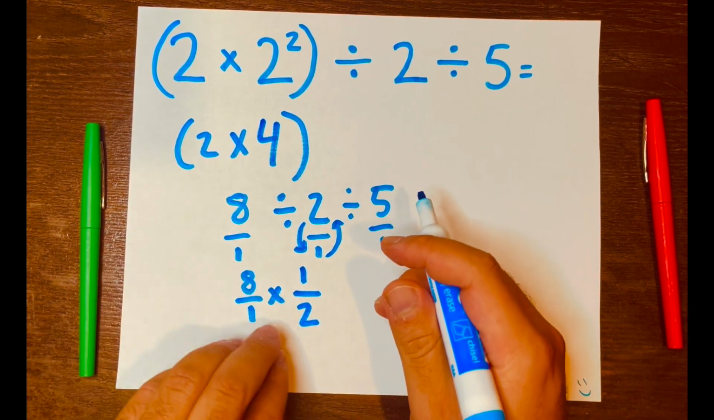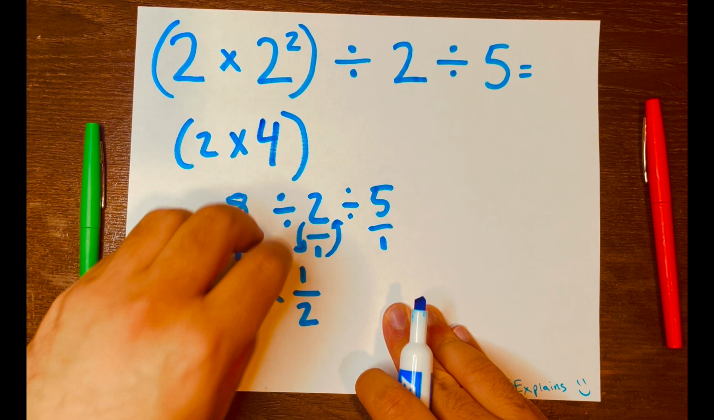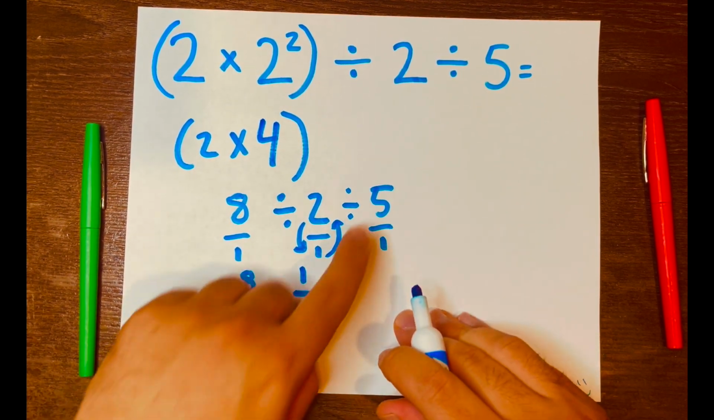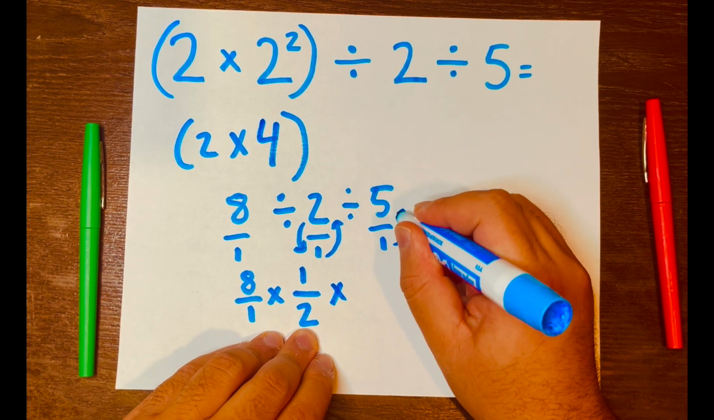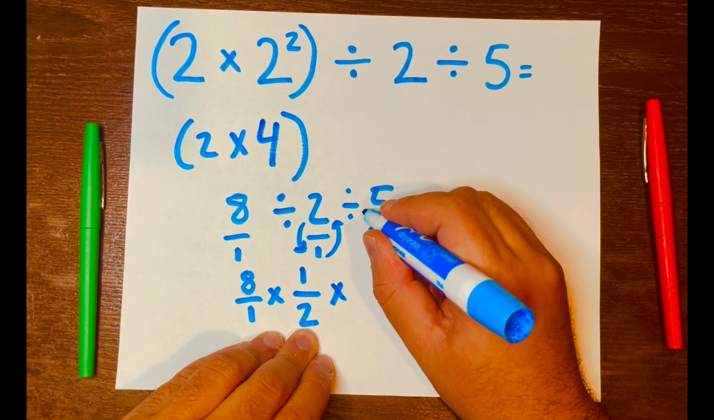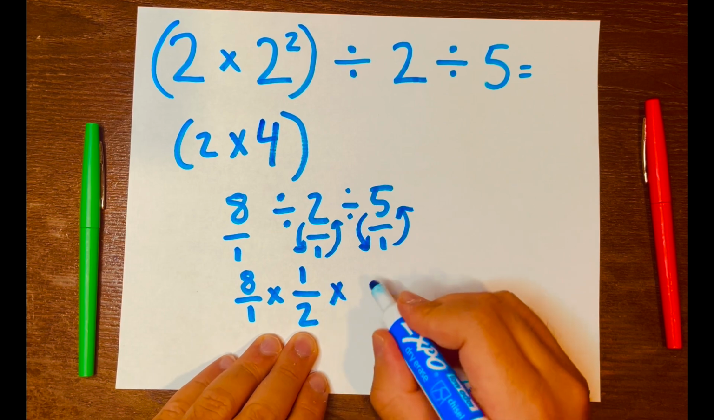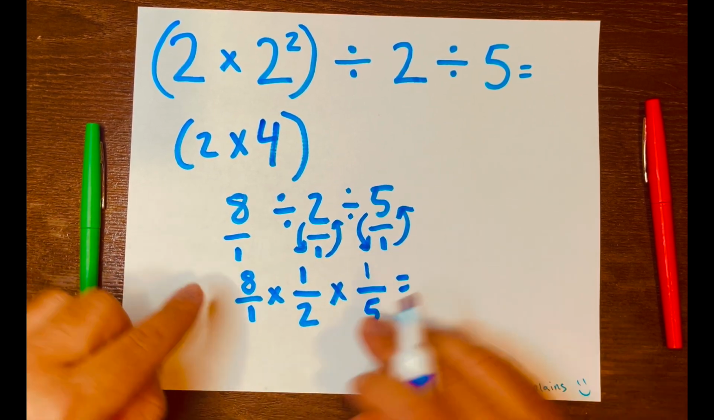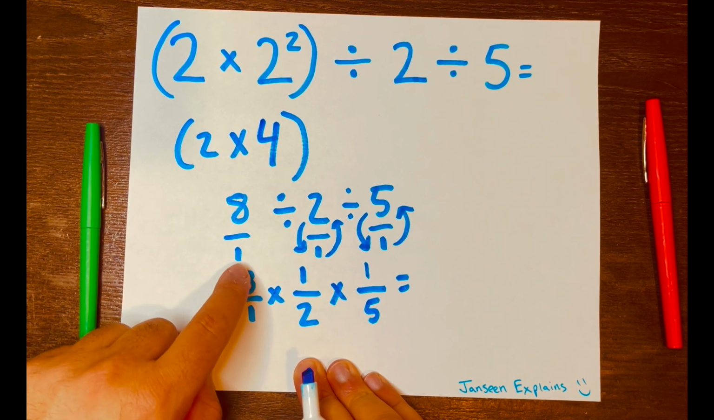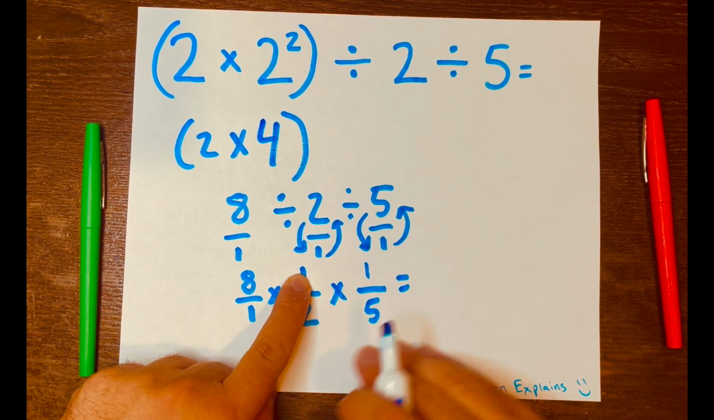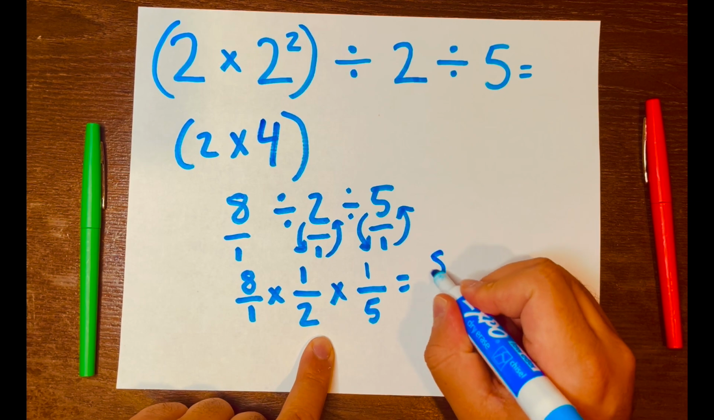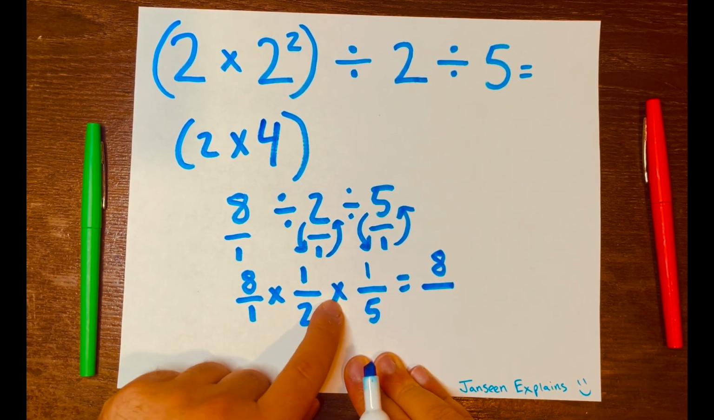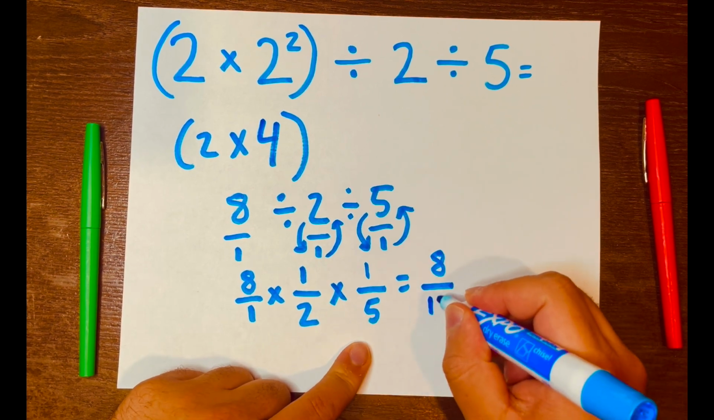And then we'll do the same thing here. We'll keep, and then we'll change the division symbol to multiplication, and then we'll flip the last fraction. So the 1 will go on top of the fraction, and the 5 will go at the bottom of the fraction. So it'll be written like this, 1 over 5. And all you have to do now is just multiply across. So 8 times 1 is 8, times 1 is 8. Over 1 times 2 is 2, times 5 is 10.